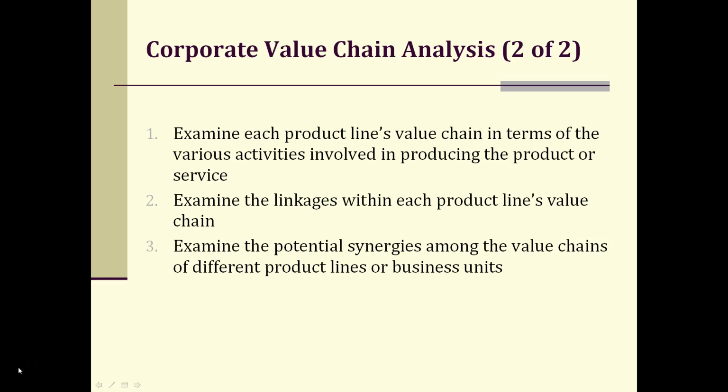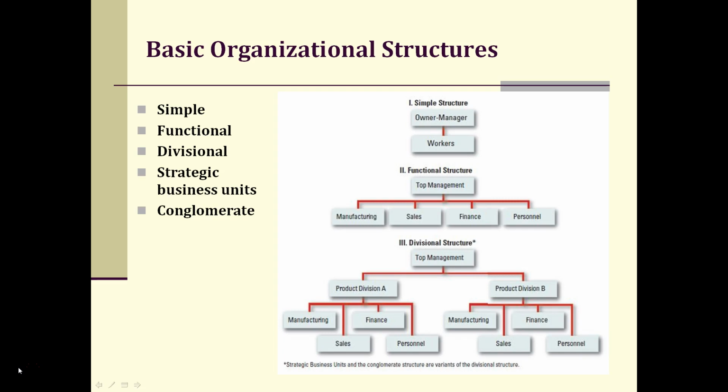In this next slide, we have a graphic with some examples of basic organizational structures, which are simple, functional, divisional, strategic business units, and conglomerate. So in figure 5.3, we have these 3 basic organizational structures illustrated. The conglomerate structure is a variant of divisional structure and is thus not depicted as a fourth structure. So we only have simple, functional, and divisional.